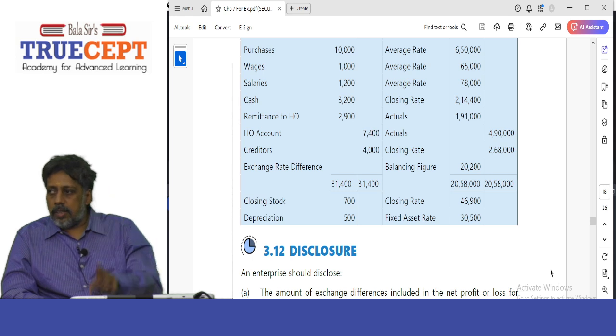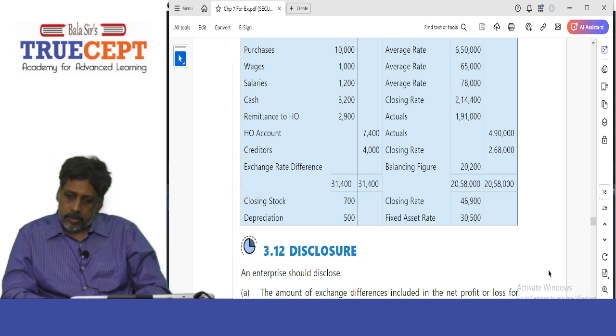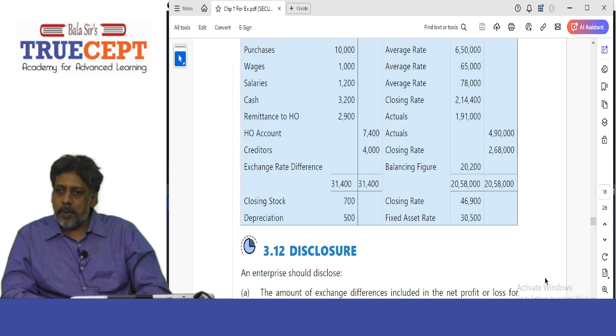So learn this example really well, even if you haven't done branch accounting at all in your CA Inter career. It doesn't matter. Learn this sum really well for the examination. Good luck.